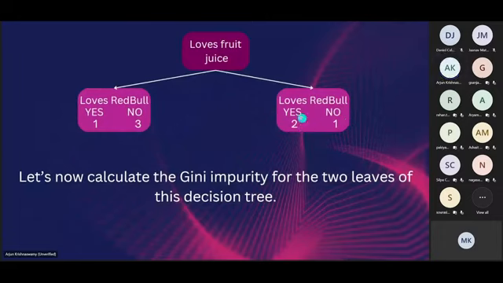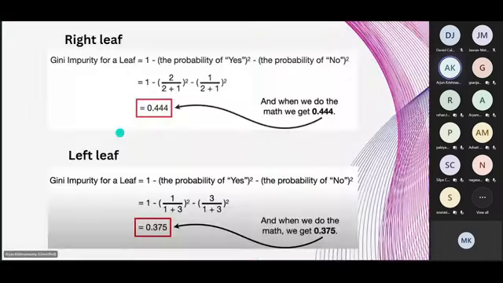And it makes sense, and I'll tell you why Gini impurity makes sense intuitively. The Gini impurity for the right leaf, that is here, is 0.444. I explained the calculation for that. And for the left, it's 0.375.